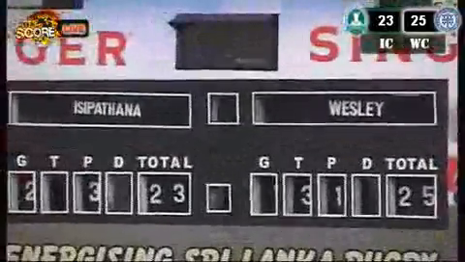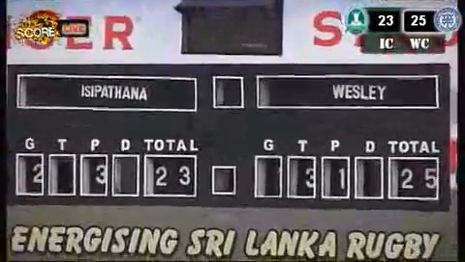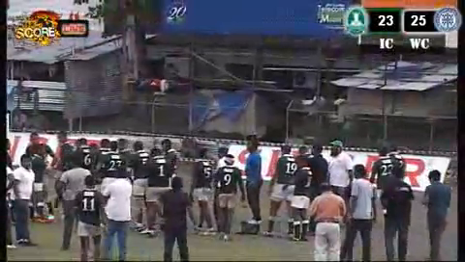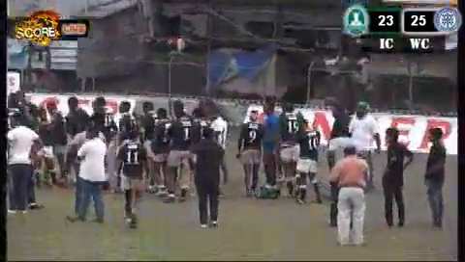Isipatana were leading by 23 points to 22 with just about 5 minutes to go in the game, and that's how it finishes here at the Royal College Sports Complex. The hosts being beaten by Wesley, and that really sets the cat among the pigeons. Royal have lost. We've got Isipatana who have lost, and we have Trinity playing Dharmaraja tomorrow also, which will be live on the score for you from Kandy.